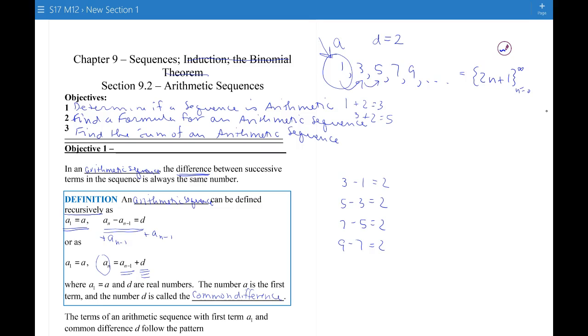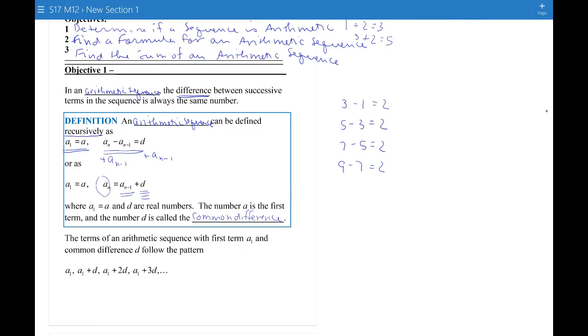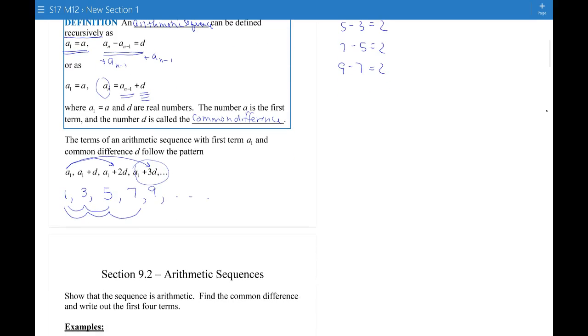It's the common number. So we can write the terms of an arithmetic sequence with the first term a sub 1 and a common difference of d using this pattern. So in our case, we would have 1, and then we added d once to get 3. Well, if you start from the first term to get to the third term, you have to add 2 jumps of d to get the 5. And then you have to add 3 jumps of d to get the 7, and so on.